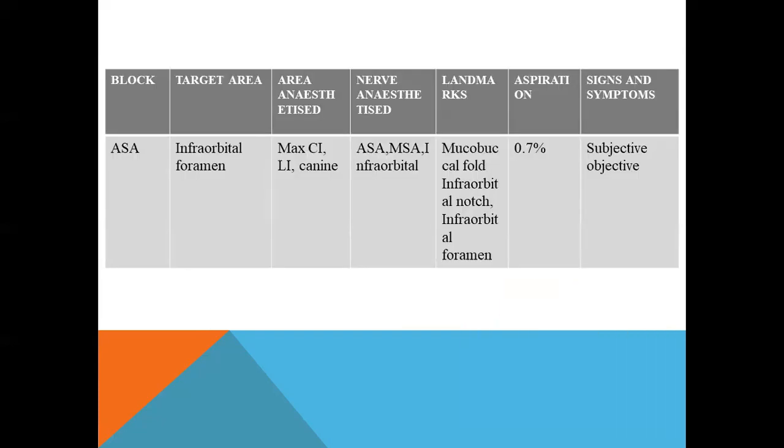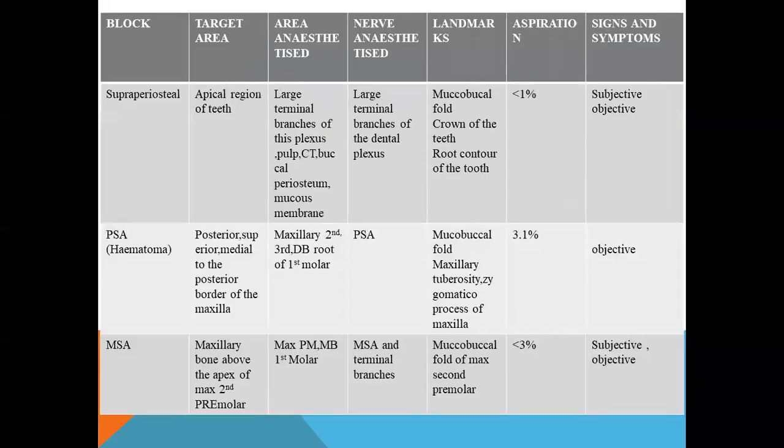Coming to the summary of the infraorbital nerve block: the target area is the foramen, with an extraoral landmark, and intraorally the mucobuccal fold of the maxillary first premolar. The area anesthetized will be the maxillary canine, lateral incisor, and central incisor. The nerves anesthetized are ASA and infraorbital. The landmarks, as I told, are either extraoral or intraoral. In signs and symptoms, there are both subjective and objective signs and symptoms.